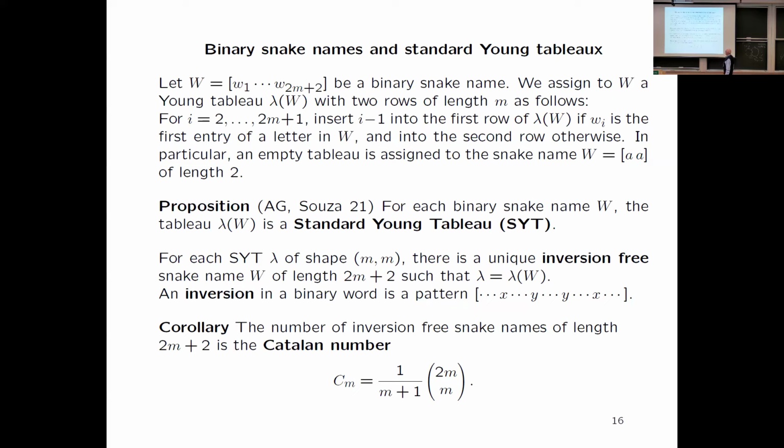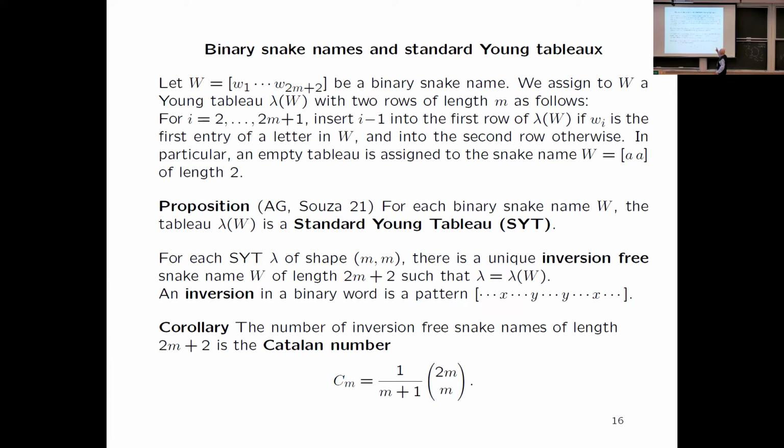And now, again, I don't know how to count all binary snakes. There are many binary snakes that give you the same Young tableau. And in fact, I don't know an explicit formula for that. But now let's get a little bit simpler again.